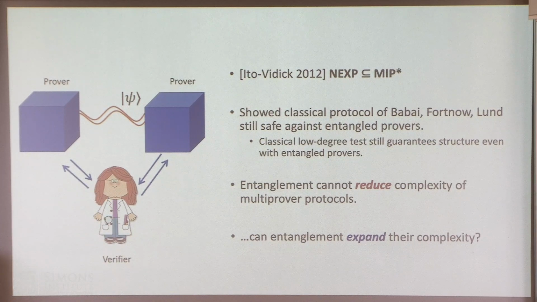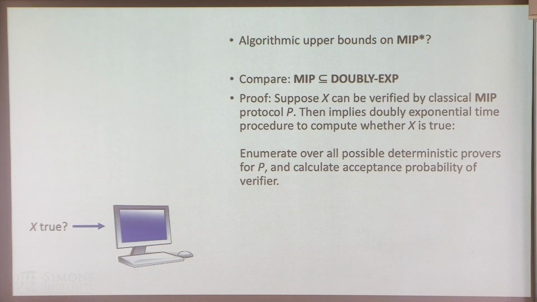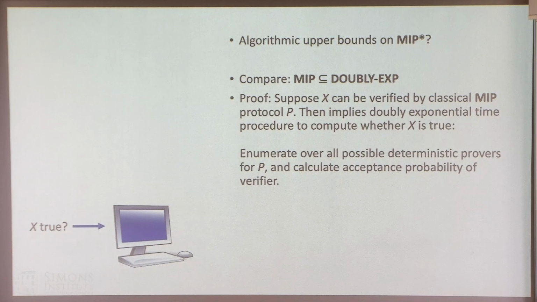Now you can ask, well, can entanglement expand the complexity of MIPs? And this is where things get really fun. Another way of thinking about this question is, are there any algorithmic upper bounds on MIP star? Right. So, what does this mean? Well, as a comparison, let's think about the argument in the classical case. Classical MIP has an algorithmic upper bound, right? A crude upper bound is that any problem that you can verify in MIP, you can solve in doubly exponential time.